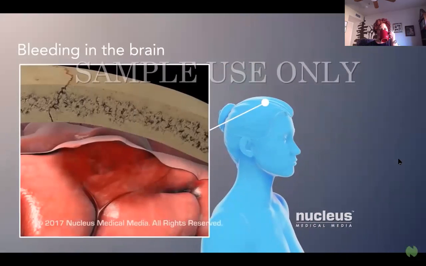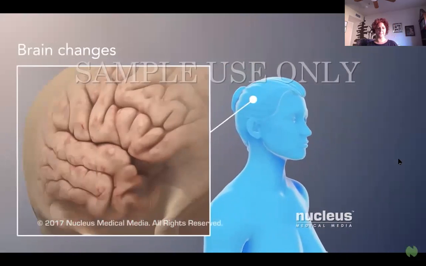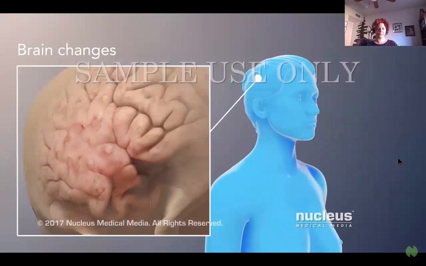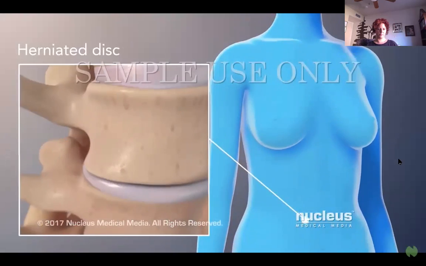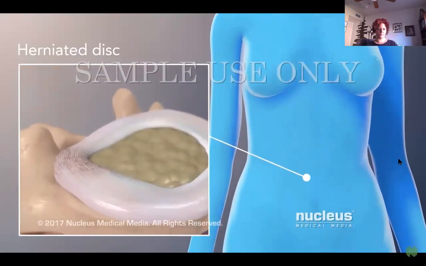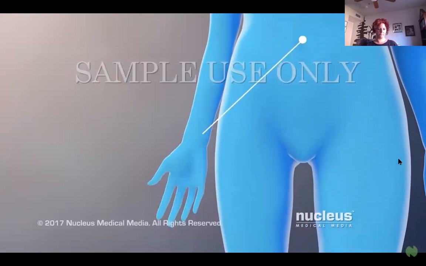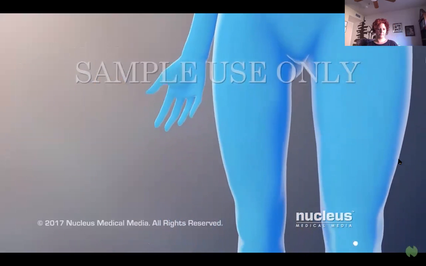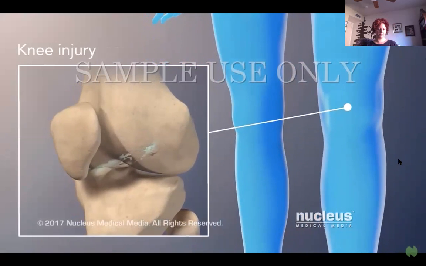MRI may find bleeding, such as bleeding in the brain. Brain changes, as in stroke. Problems with your back, such as a herniated disc. And an injury inside the body, such as a torn anterior cruciate ligament.